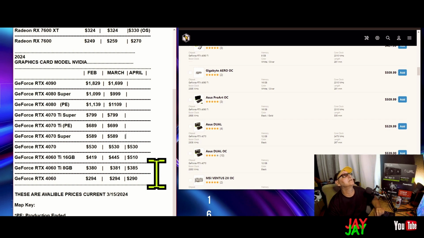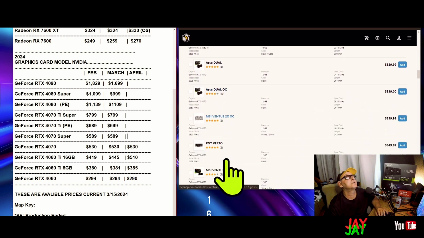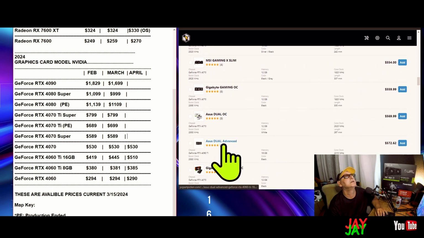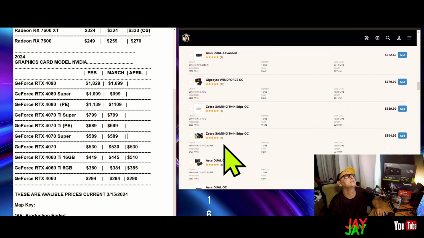4070 Super, that's where we're at. 589. Let's see, 4070 Super. Let's find us a 4070 Super. 4070 Super right here. $595. Wow. So let's put a dollar sign, $595. Okay. Now we got a price on it, it's $595.